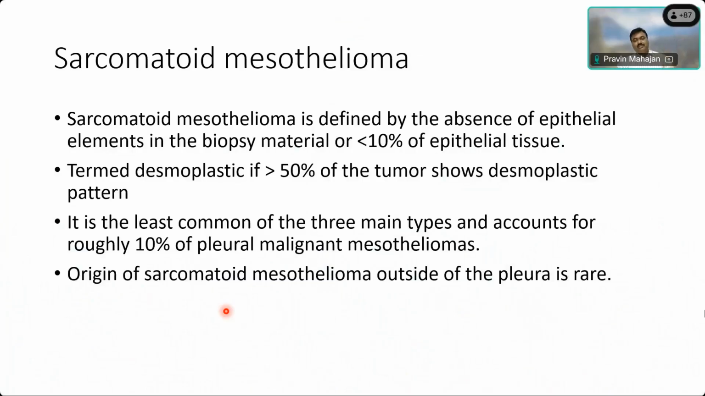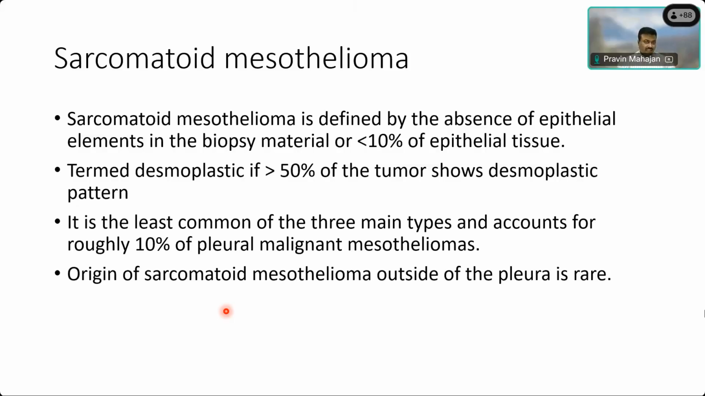Okay. So when do we say sarcomatoid? When more than 90% of the tumor has sarcomatoid areas only, and very few epithelioid areas. Mesotheliomas can be of three types: epithelioid, sarcomatoid, and biphasic, that means both epithelioid and sarcomatoid. So if you have to say anything sarcomatoid, you have to have sarcomatoid morphology in more than 90% of the tumor. And you say desmoplastic type of sarcomatoid when you have desmoplastic areas, that means a completely collagenized tumor in more than 50% of the tumor. Then you say desmoplastic mesothelioma.